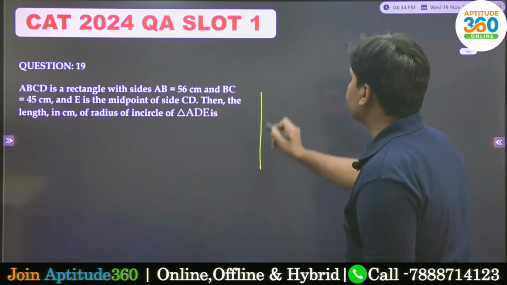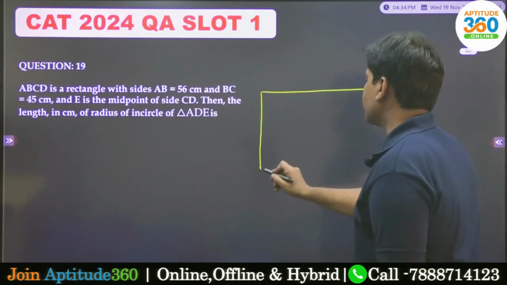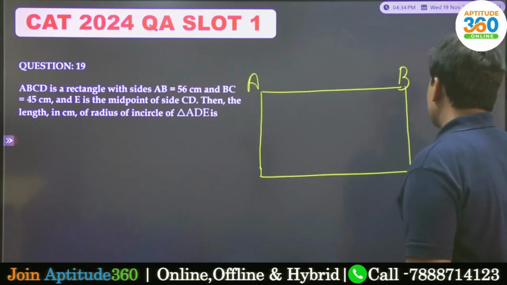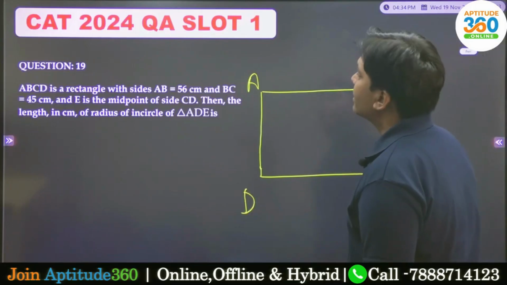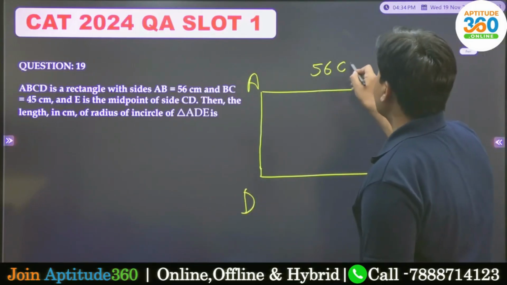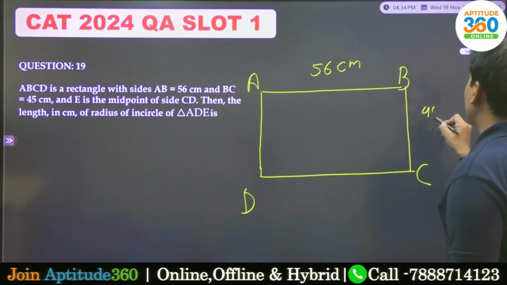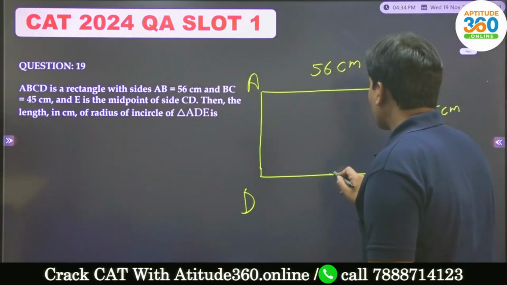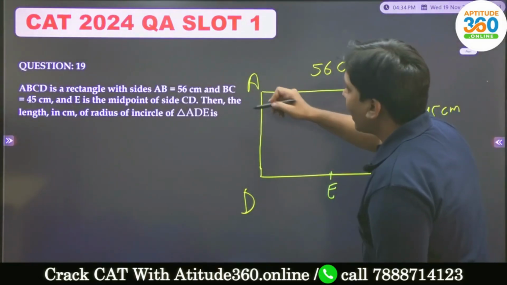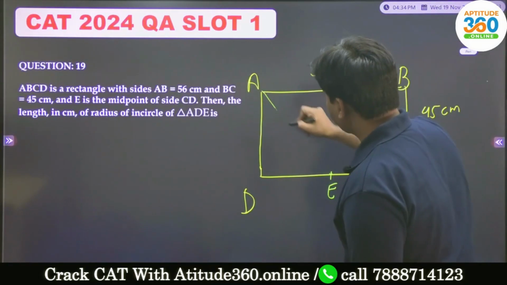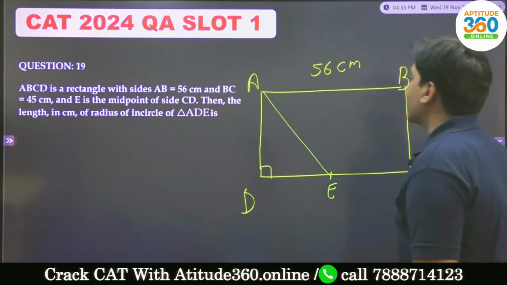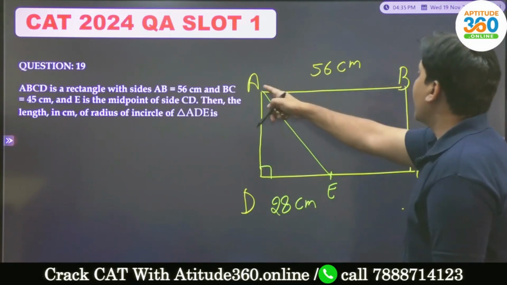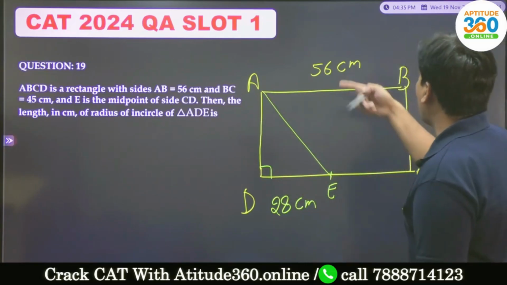So let's make a rectangle first. It is A, B, C and then D. It says that AB is of 56 centimeters, BC is of 45 centimeters and E is the midpoint of this side. And then you have got triangle ADE. So triangle ADE is obviously going to be a right angle triangle. Length of DE will be 28 centimeters because AB is 56, and DE is going to be half of this value.